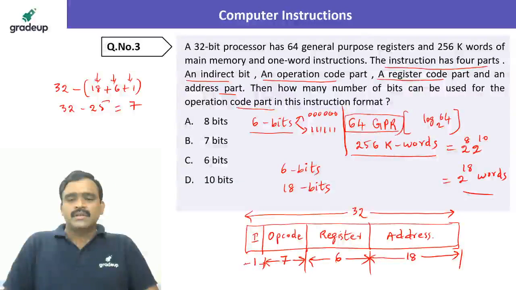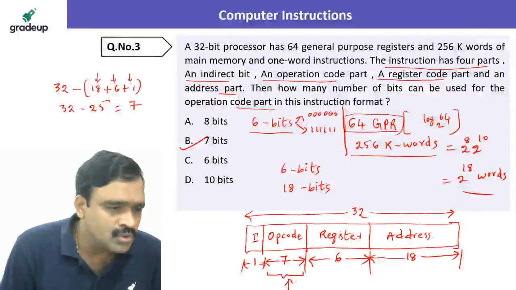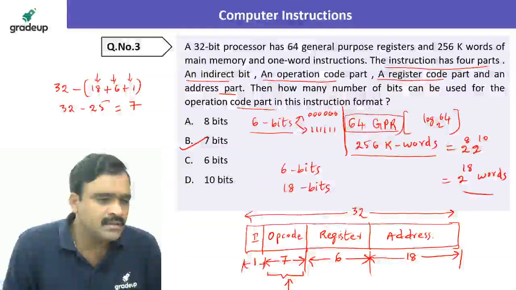So like this we can solve computer instruction problems. Now how many bits are left over for the opcode according to this requirement? 7 bits. So option B is the right option. Exactly. Most of you have answered, like Anku Kashyap, Shweta Pandey, Vrishab Pandey, Pratik Soni, all of you are right.